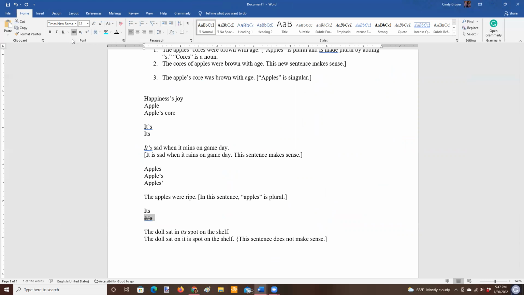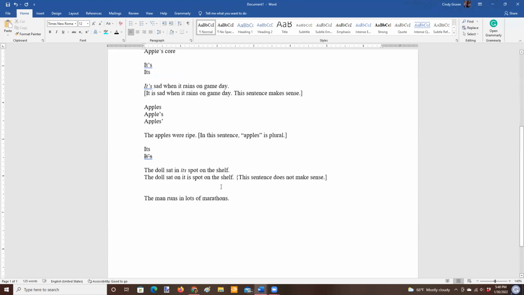This is probably the single most common error. When it is being used as a possessive pronoun, we don't put the apostrophe in here. Let me do one more just for kicks. Actually, we're going to do two words here. We have the word runs. And so what we're trying to decide is, should it be runs, run's, or runs'? Okay. And then we're going to evaluate marathons.